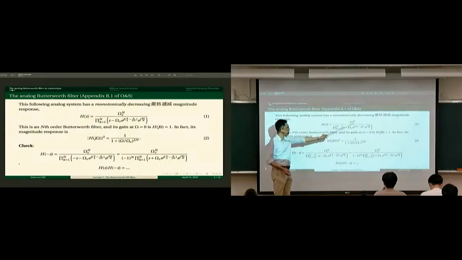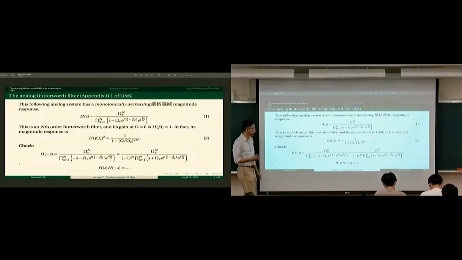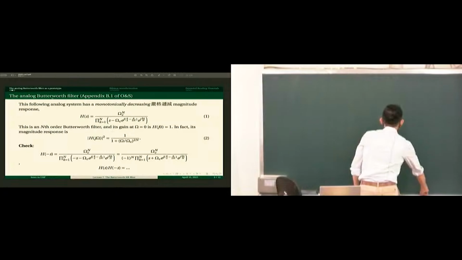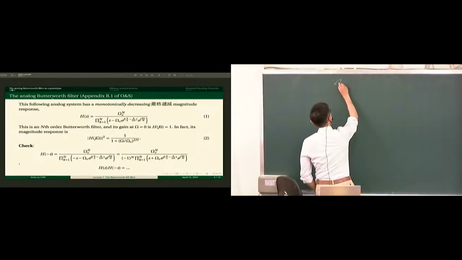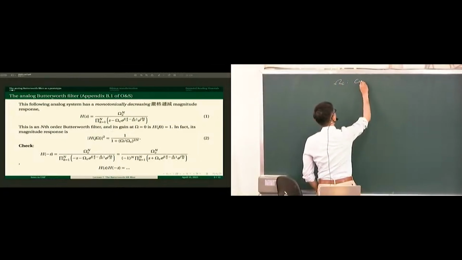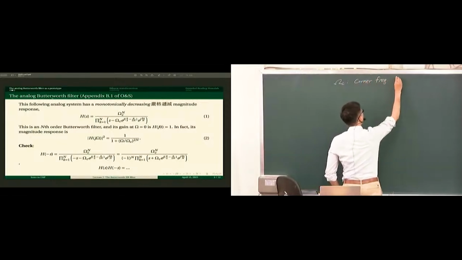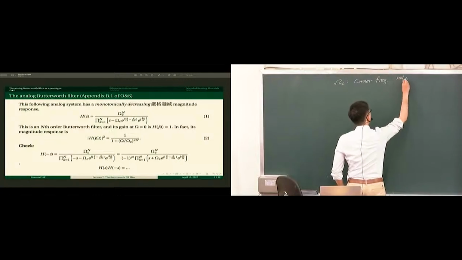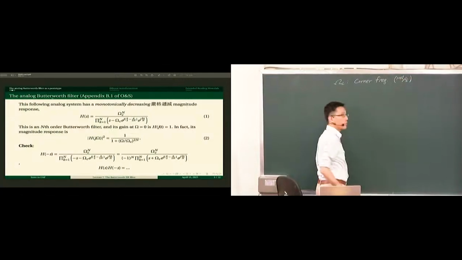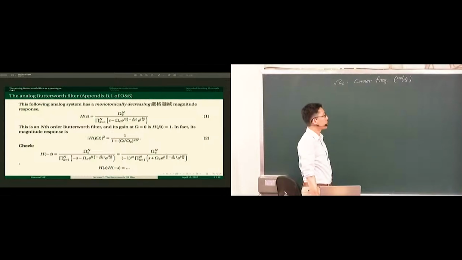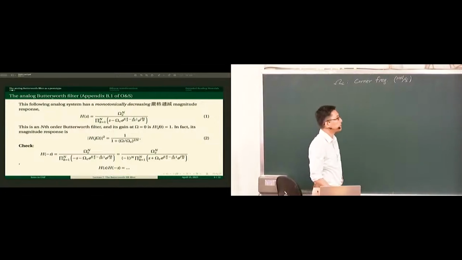Omega C, as you will learn, C stands for cutoff or corner. Should I say corner frequency? So here we have omega C, which stands for the corner frequency, and in the continuous-time scenario its unit is the unit of angular frequency, radians per second. So that's the unit for this constant, which denotes a corner frequency.